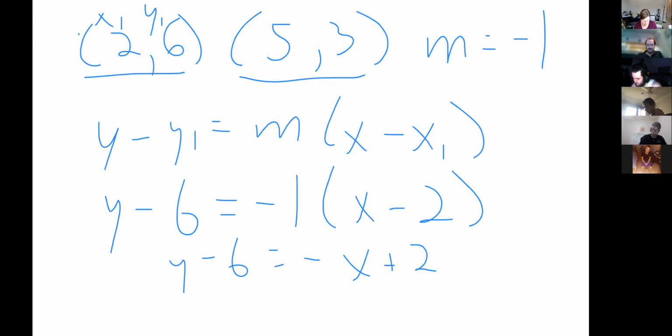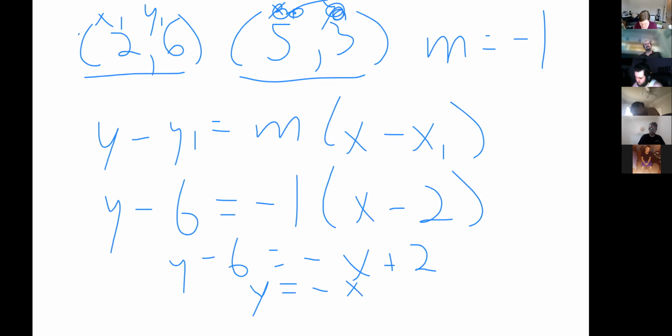What about this point? What if I made this my x1, y1? Would I get the same answer? You should. Yes. So if y'all want to check that out, plug in those other numbers and make sure you're getting the same solution, if you want to be a brave soul and do that. If not, we're almost done here. This is minus x, and I think we got it.